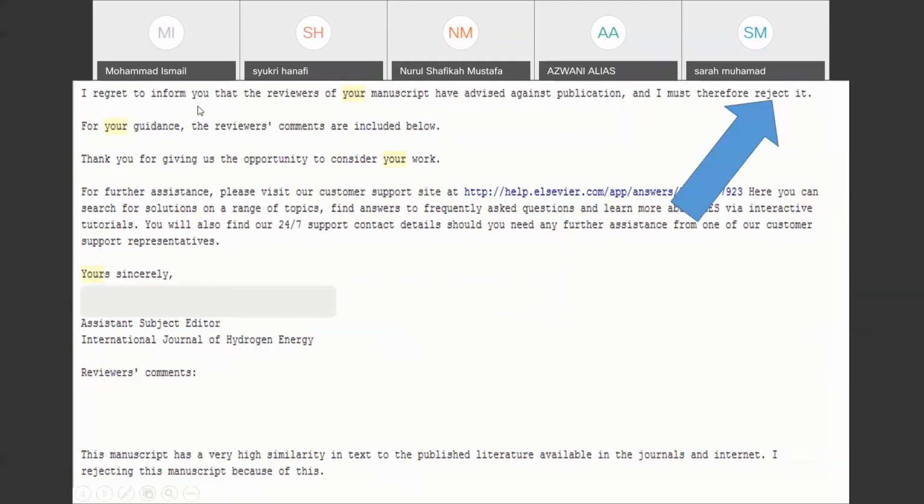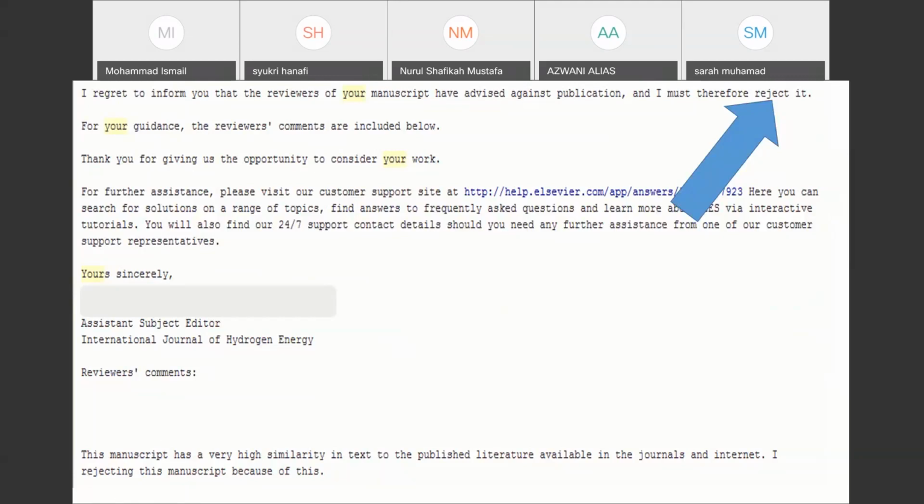I regret to inform you that the reviewers have advised against publication, and I must therefore reject it. For your guidance, the reviewer comments are included below. Thank you for giving us the opportunity to consider your work. Actually, this is not from the reviewer. I think this is from the editor's office, because reviewers have no time to check the manuscript for the similarity index.